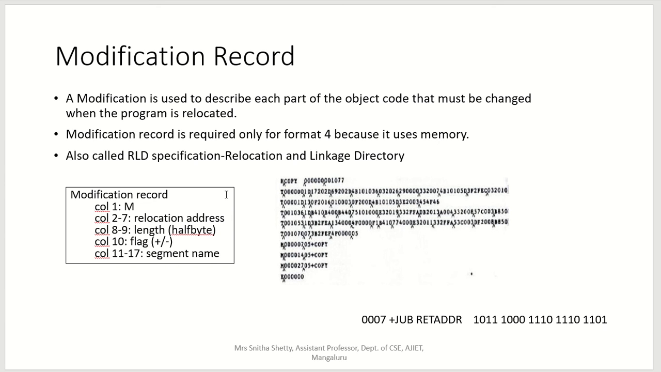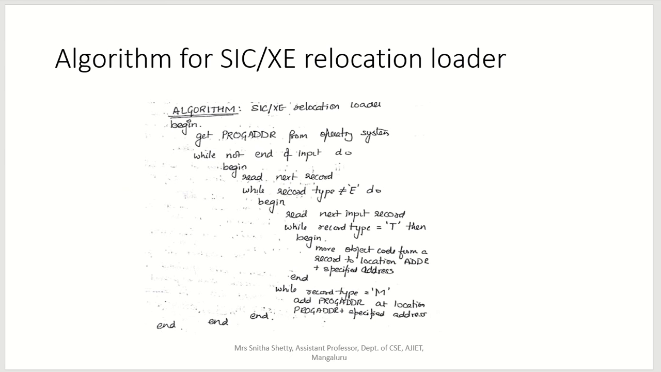Okay, so this is how the relocation is done through the modification record, and this modification record is required only for the SIC/XE program. Now let's look at the algorithm. It is a simple algorithm for how the relocation is done.